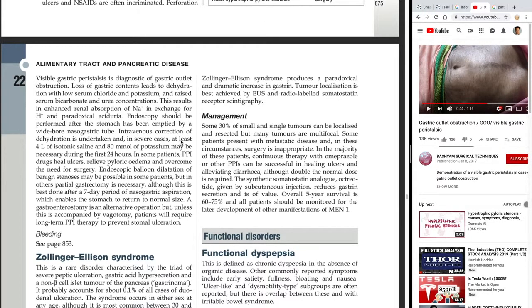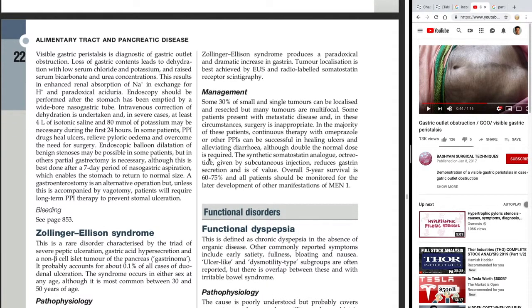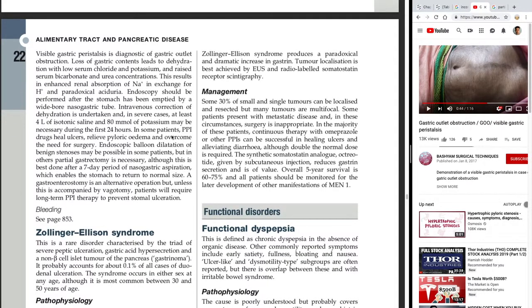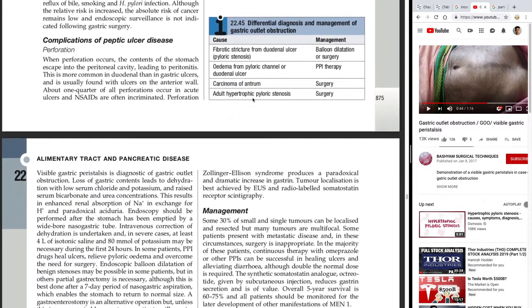And in severe cases, at least 4 liters of isotonic saline and 80 millimoles of potassium may be necessary during the first 24 hours. In some patients, proton pump inhibitor drugs heal ulcers, relieve pyloric edema, and overcome the need for surgery. See, so in some patients where their gastric obstruction is caused by edema of the pyloric channel, you can give proton pump inhibitors to reduce the edema.